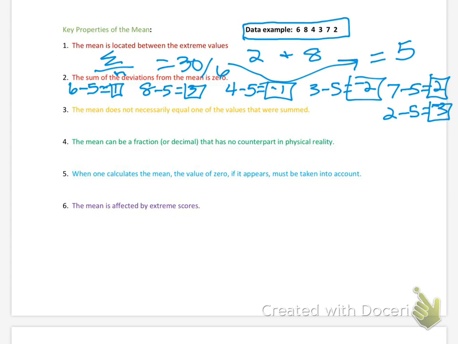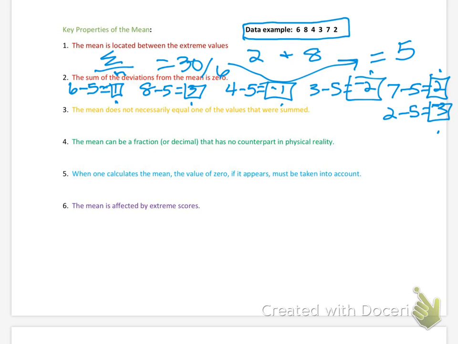Okay, so all of the deviations are in the boxes. So look at what I have. I have a 1 and a negative 1. I have a 3 and a negative 3. I have a 2, a negative 2, and a 2. So if I were to add those numbers up, I'm definitely going to get a 0. Okay, so you can go ahead and do that, but that will work with any set of data that you have.